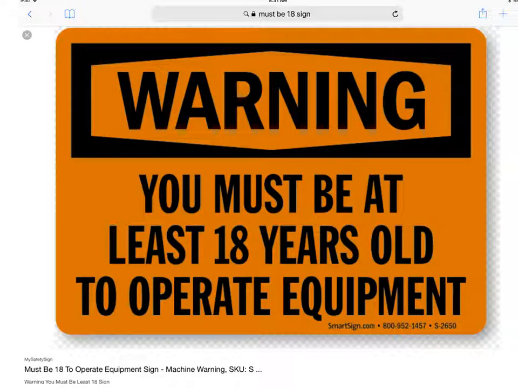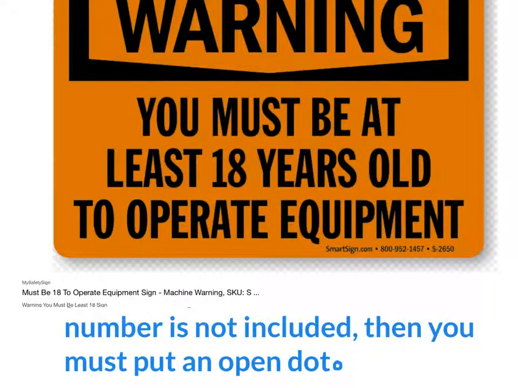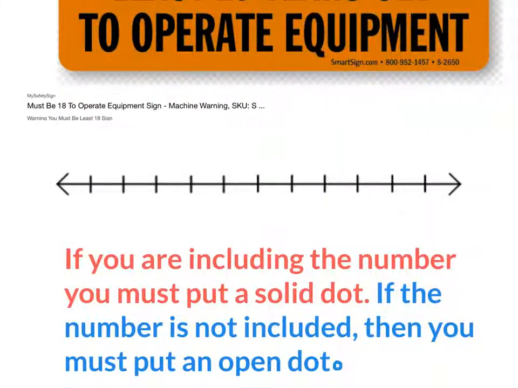So we have this sign, and you have to be at least 18 years old to operate the equipment. What does that mean? You guys can't do it. I mean, unless you're 18 years old, right? It does mean that you have to be 18 or older to operate the equipment. So what does that mean on a number line, on a graph?